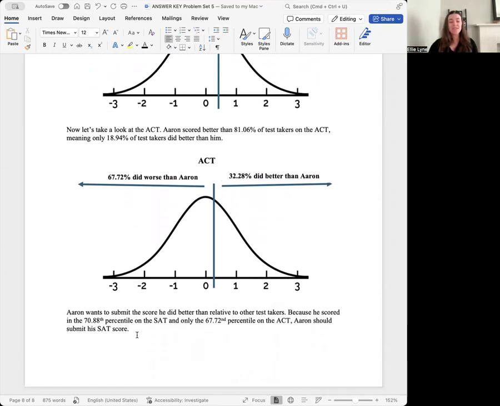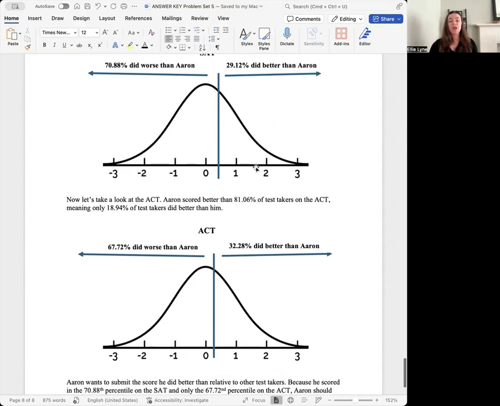And so Aaron wants to submit the score he did better on relative to other test takers. And because he scored in the 70.88 percentile on the SAT and only the 67.72 percentile on the ACT, Aaron should submit his SAT score. So this area is smaller than this, if you're able to visualize it like this. And so if this was shaded, you would see that the percentage of test takers that did better than him is smaller than this one below. And so that's a good thing, right?